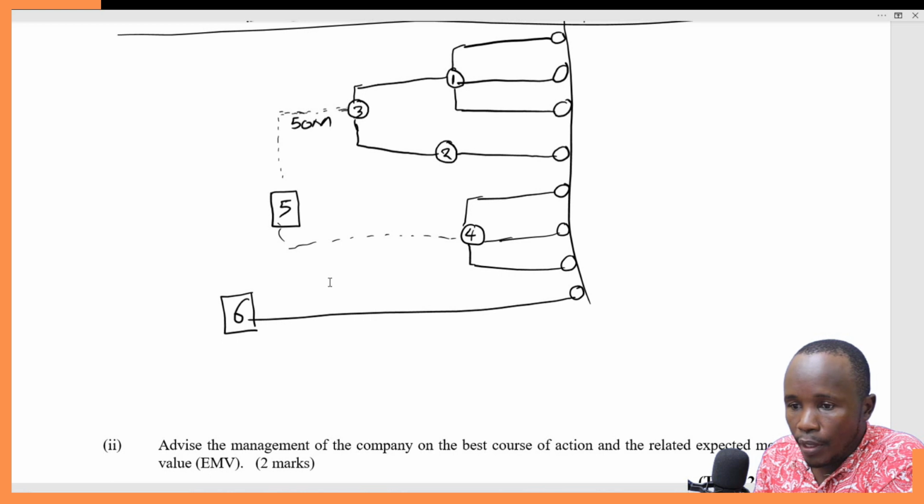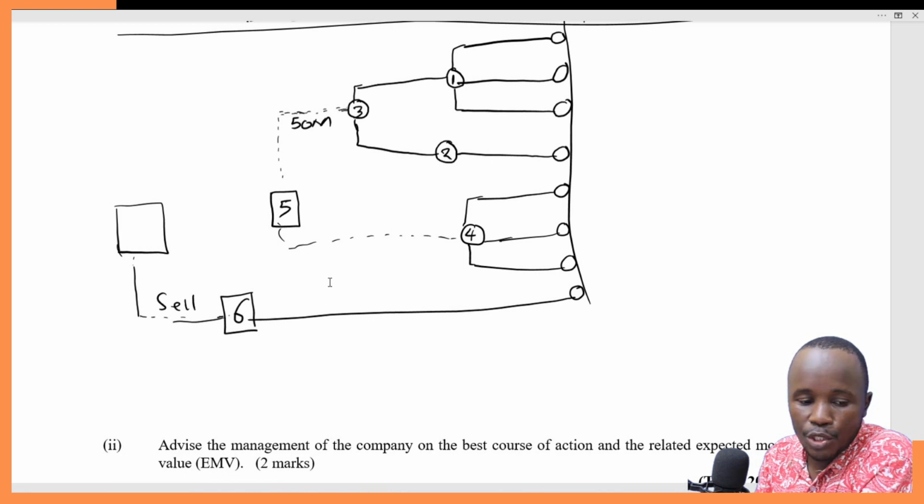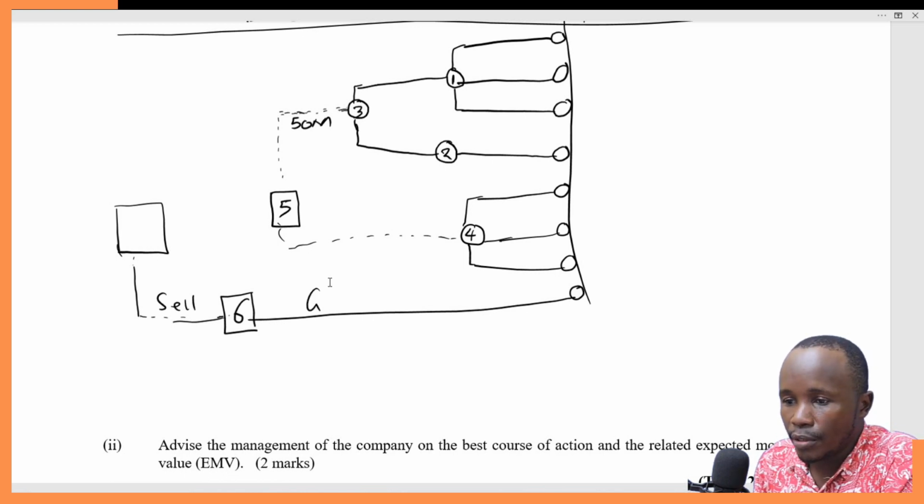Now, if I sell my product, I will get the money straight. If I sell the product, I will get my money. This is selling. Selling means you will get cash.